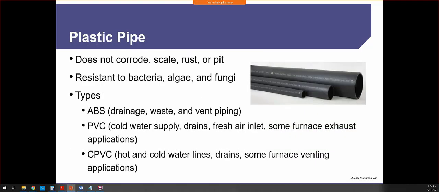We also have the plastic pipe, does not corrode, scale, rust, or pit. It's resistant to bacteria, algae, and fungi. So we've got ABS, used for drainage, waste, and vent piping. Off to the right is the ABS. All right, it's a black type of pipe. You may or may not come across it in the HVAC field. I haven't really seen too much of it here in the Chicagoland area. We really stick with the PVC, and PVC is the white stuff. All right, it looks just like the ABS, but it's white.